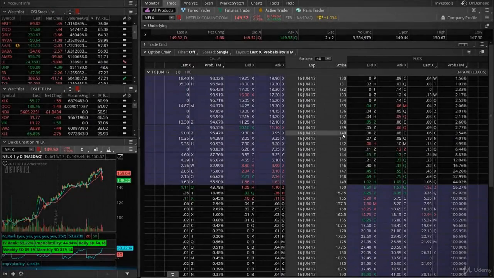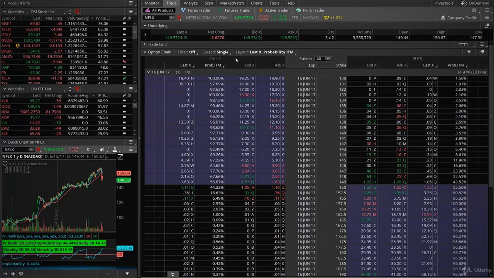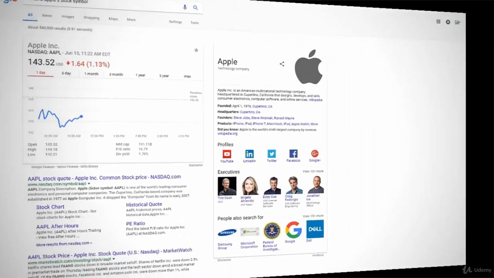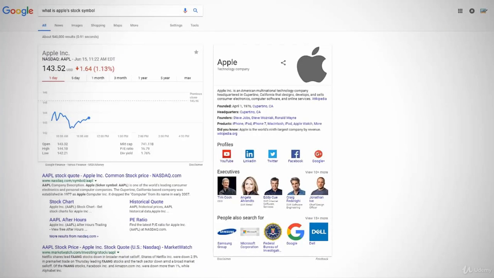Coming back to Thinkorswim, we're looking at Netflix options. Netflix and most other publicly traded companies have options. In order to see if a stock has options, you just come up here and enter the stock symbol. If you have a company in mind and aren't sure what their stock symbol is, that's an easy fix. Just ask Google and they'll provide you that information.